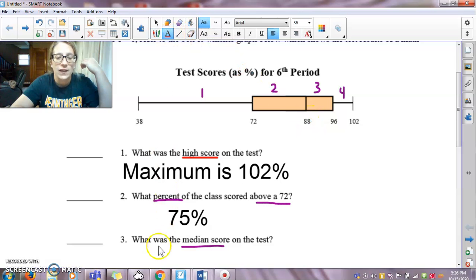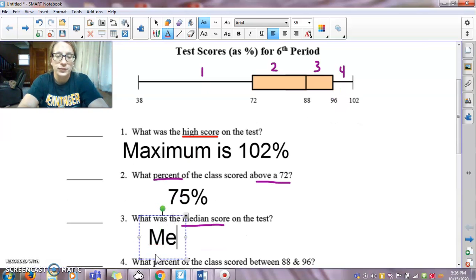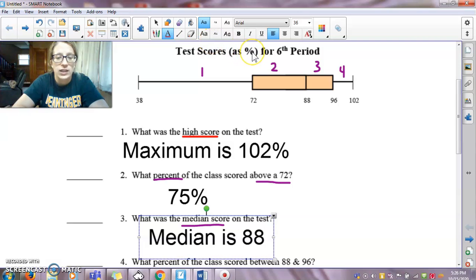So we can say that the median score is 88. And again, our title says that these numbers are percent, so I'm going to put that in my sentence. So the median, or the middle number of our test scores from 6th period is 88%.